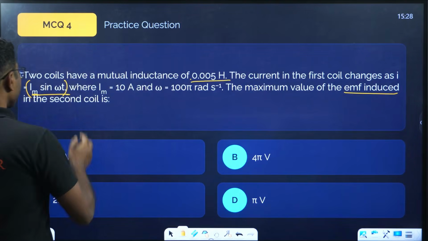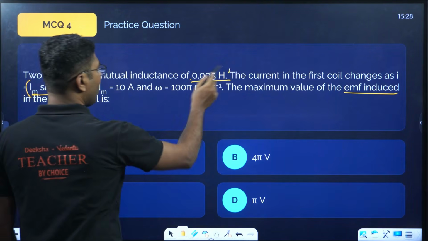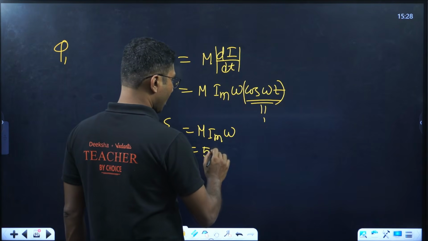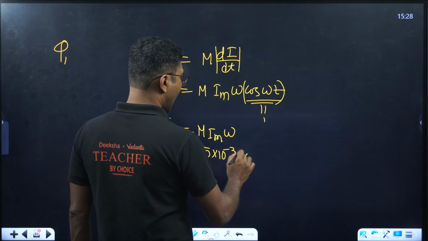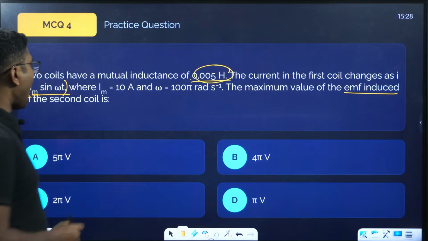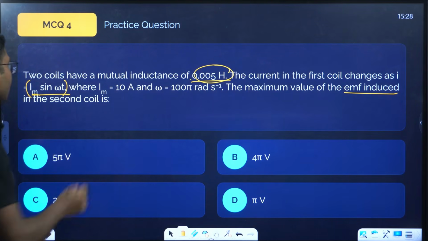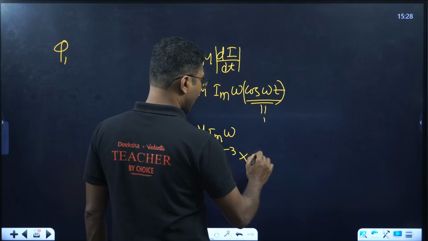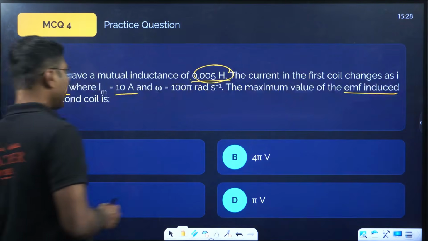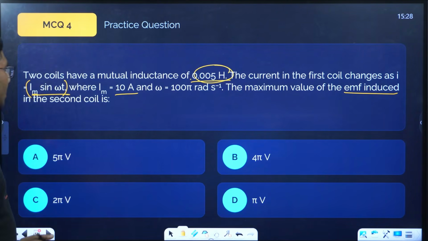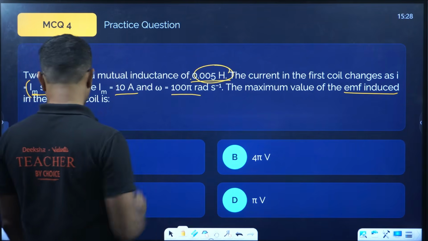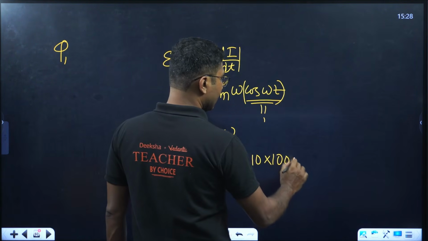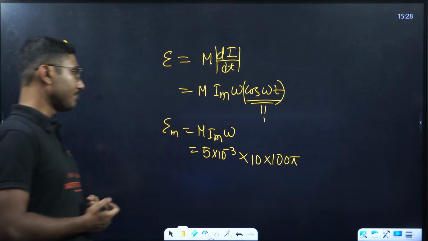What is M? M is 0.005. That means 5 into 10 to the power of minus 3. Im, what is Im? Im is given here as 10 ampere, and omega is given here as 100 pi. Radian per second is important. It should be radian per second. Any other unit, you need to convert it into radian per second.